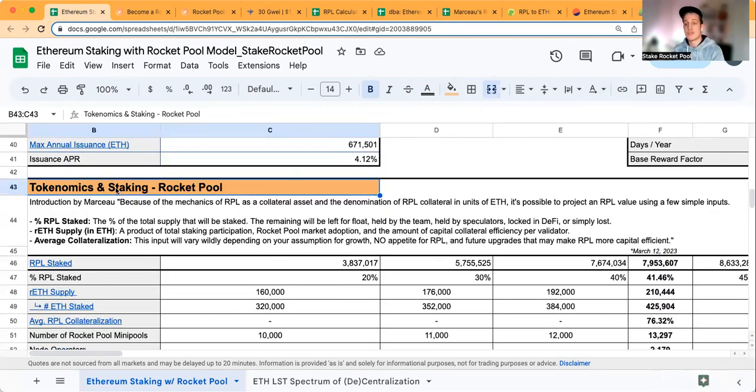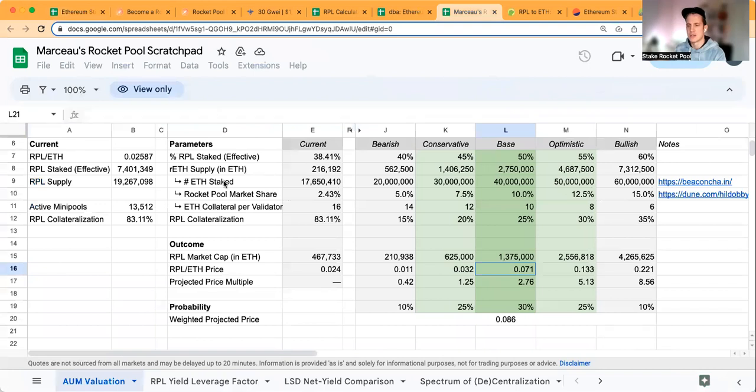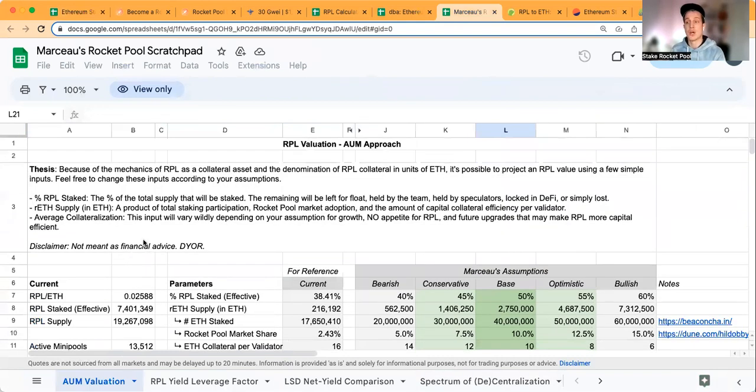Now, jumping into the fun of the Rocket Pool community, Marceau has a really fantastic model for how to value Ethereum, as well as he is the creator of the spectrum of decentralization. I added in the LSTs, liquid staking tokens, because some people are not into using LSD, liquid staking derivatives, which I'm a big fan of. But here we have Marceau's RPL valuation model.